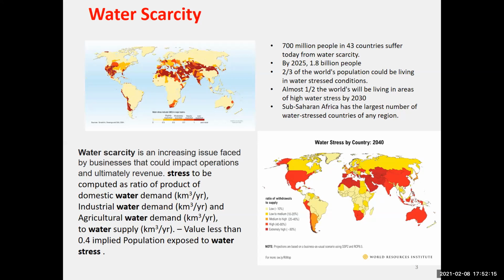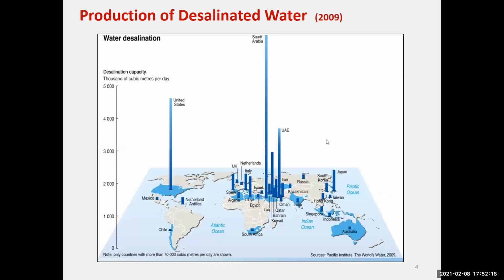So we're considering shortage of water accordingly. This figure, again, it's a 2009 figure. The values definitely have changed, but the trend is kept. Saudi Arabia is still the highest producer of desalinated water, followed by the United States, followed by United Arab Emirates, and so on.